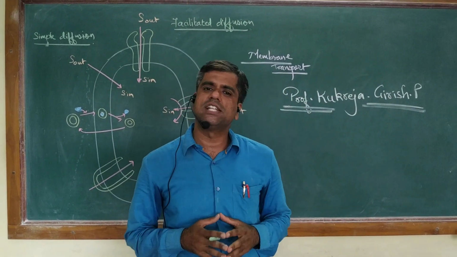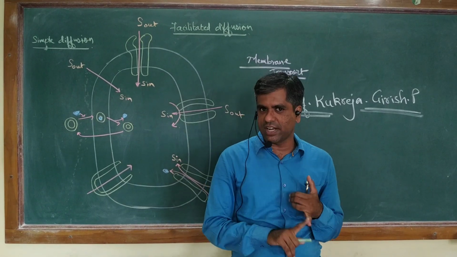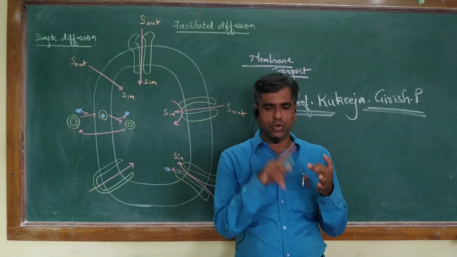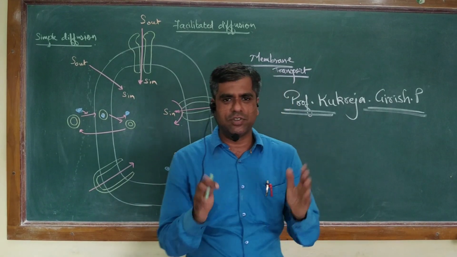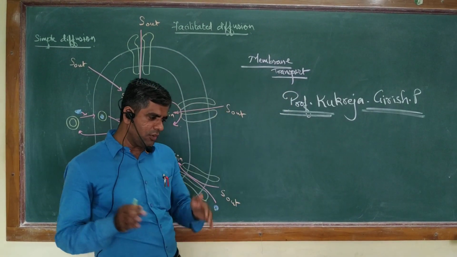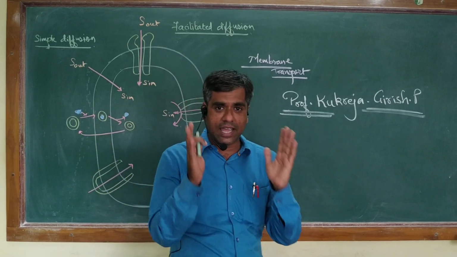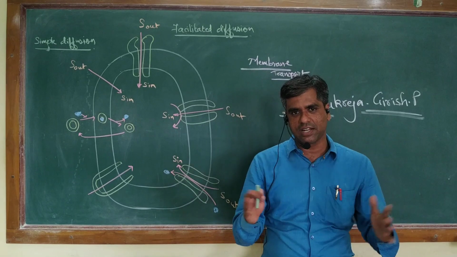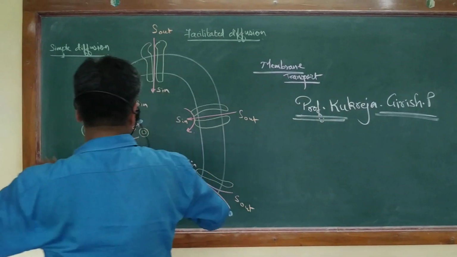So such transport which is down the concentration gradient, which does not require input of energy, which is going from higher to lower, is passive transport. A transport where you are going from lower to higher, that is against the concentration gradient, you are going to require energy, and that is active transport. Let's have an overview, a simplified version.